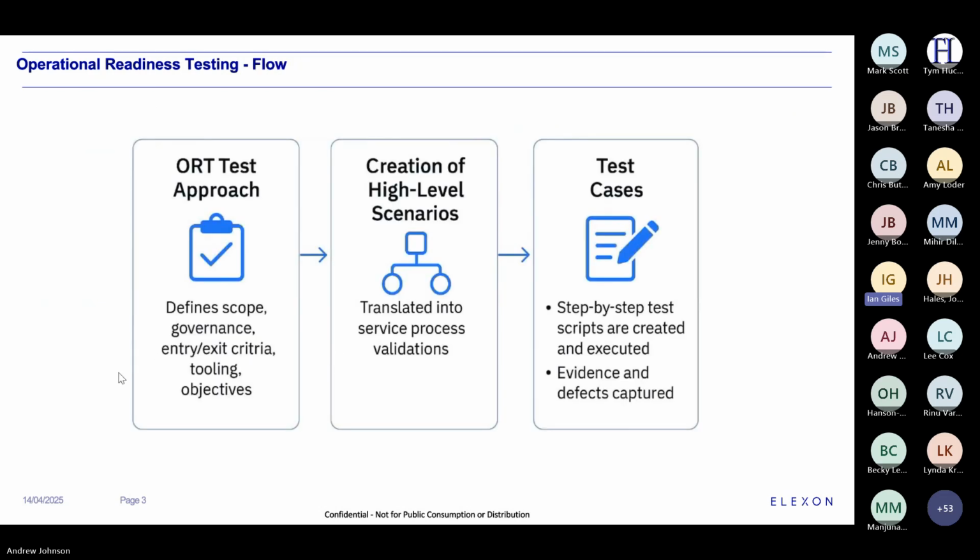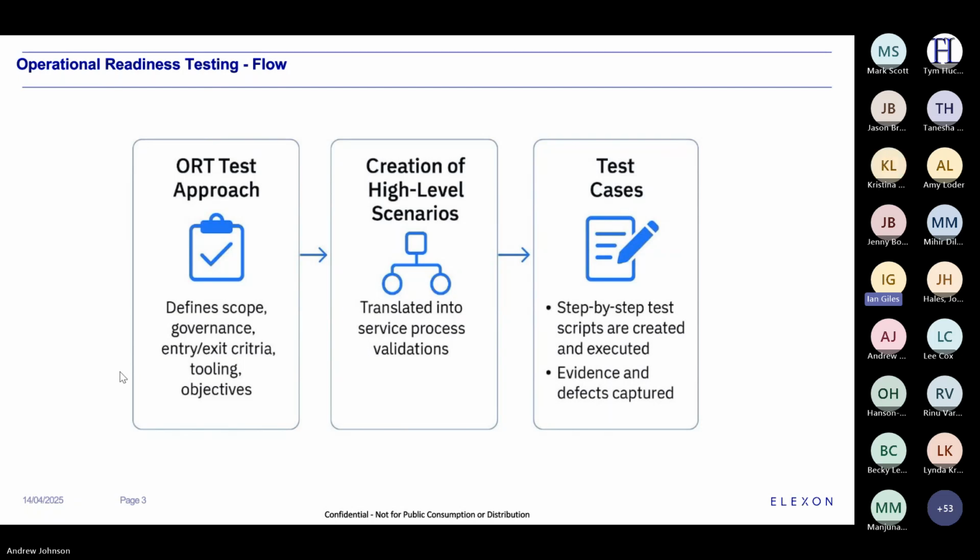This is a visual flow of the approach that we're trying to do for ORT. As I mentioned previously, the test approach has been sent out in consultation for your review, which includes details about the entry and exit criteria, tooling, and the objectives. Also, as part of that approach, we have in the appendix created high-level scenarios. Just to cover, these are high-level scenarios.